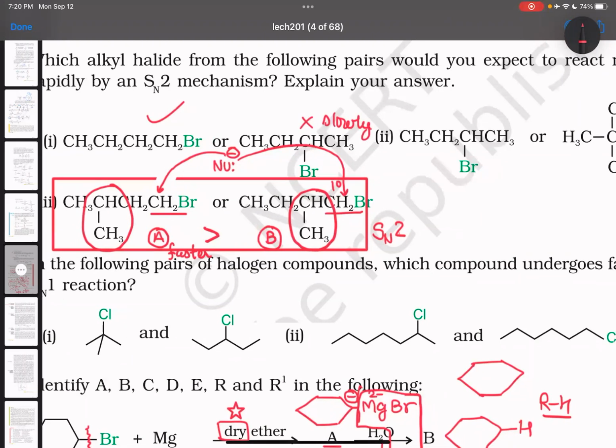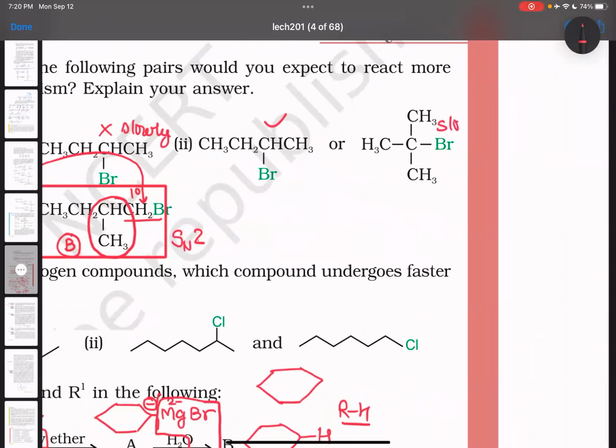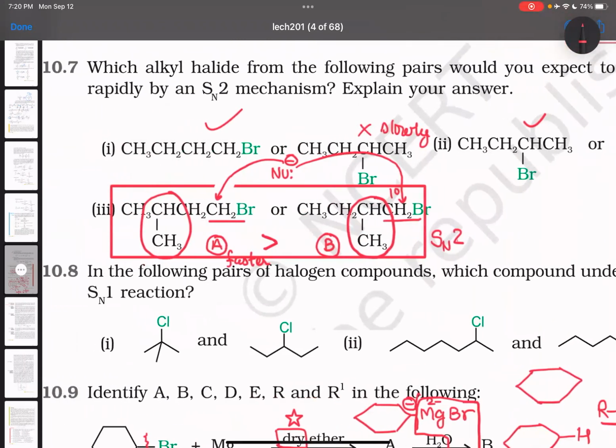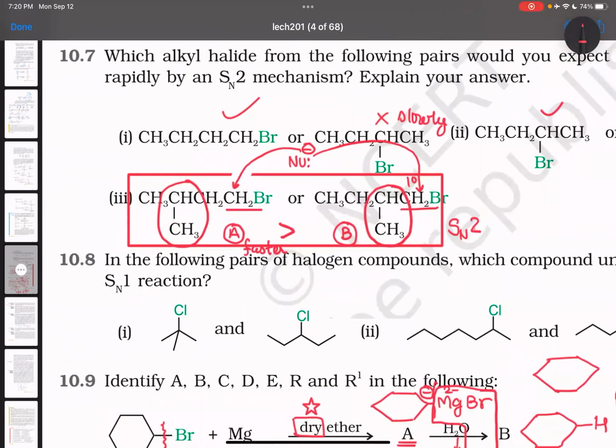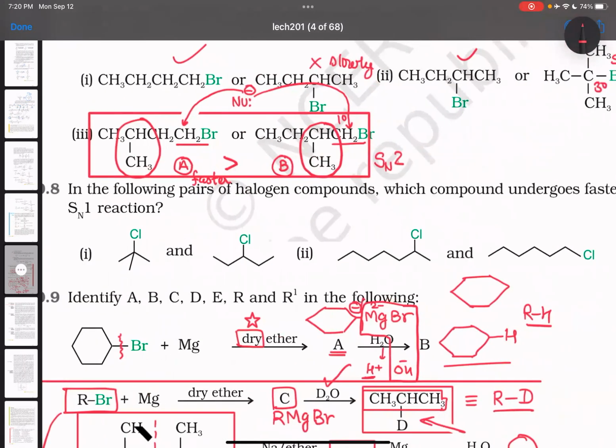In this one, this will react more rapidly and this will react slowly because this is tertiary, more alkyl. For SN1, it is just the reverse case. You need to look at how the nucleophile is not coming in directly. First of all, that can't come in. The nucleophile can't come in because it's very crowded.